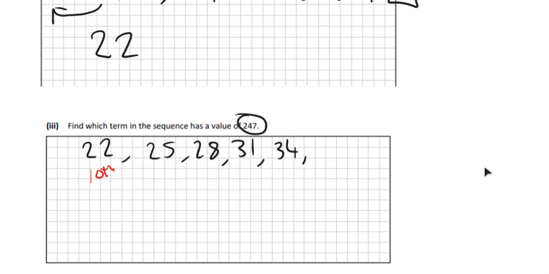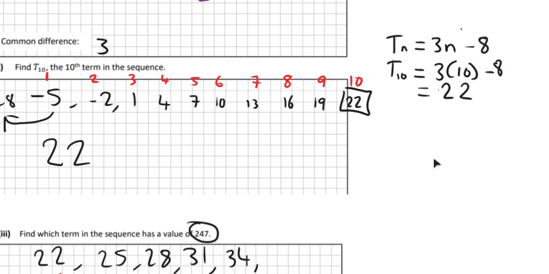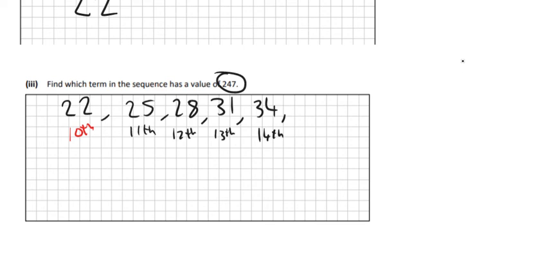I'd say that'll probably take between 5 and 10 minutes in an exam, depending on how quick you can go, because you need to keep track of which term is which as well. So 11th term, 12th term, 13th term, 14th term. That will give you the answer if you do it that way. If you're stuck, the proper way is to use t_n, the nth term. So t_n there is 3n minus 8.